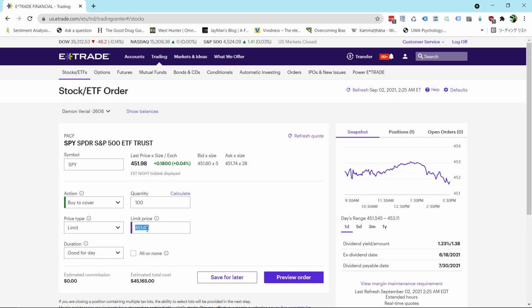So let's say the SPY does what you think it does. It falls down to 440 or whatever. You put in that limit price. You buy it back at 440. Pocket the difference because you sold it at 450. That, I think, basically covers it.